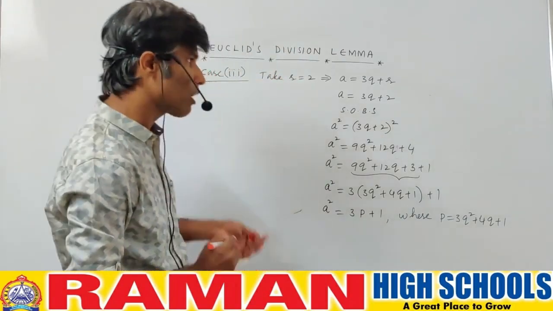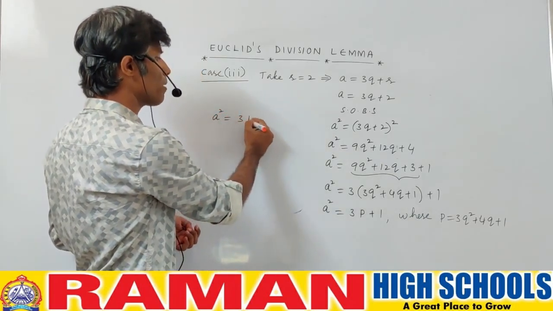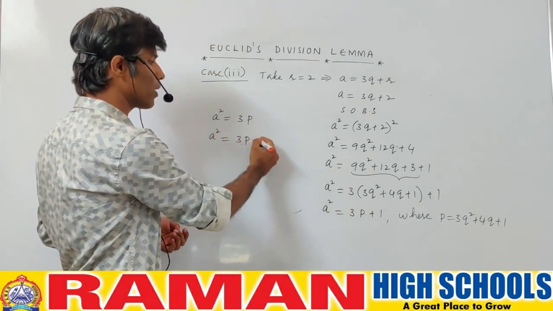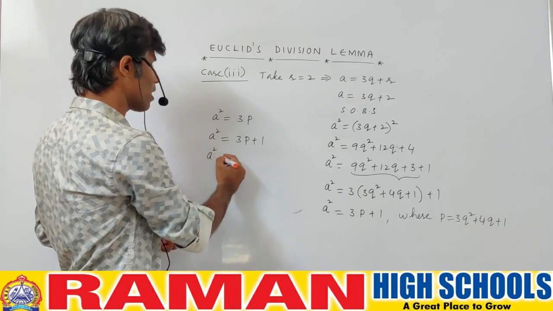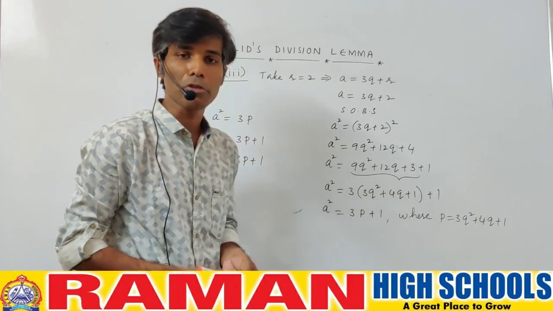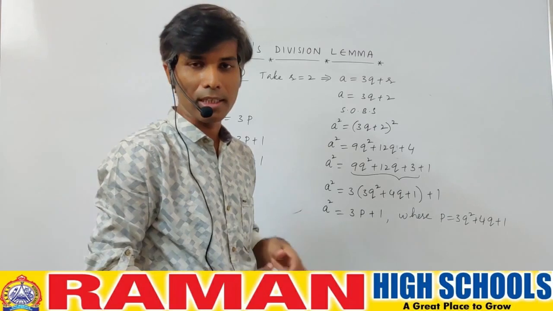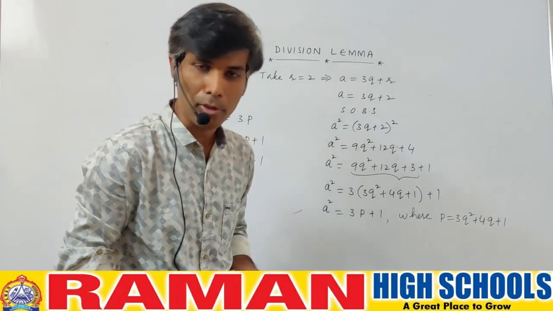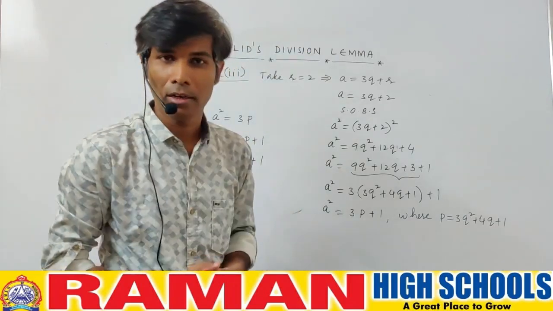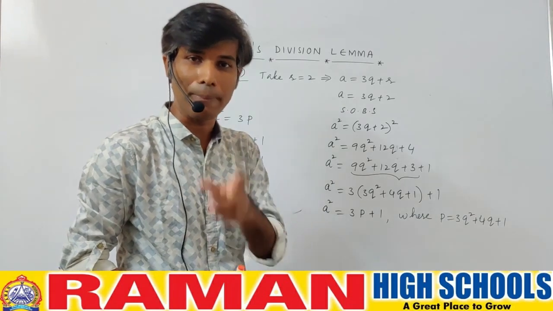So in the first case what we got? The square of a positive integer is in the form of 3p. In the second case you are getting a square as 3p plus 1. But if you see the question, I think you have your textbooks with you. In newer textbooks you may not find this mistake, but here in the question you can observe that there is a 3p plus 1 and 3p plus 2.